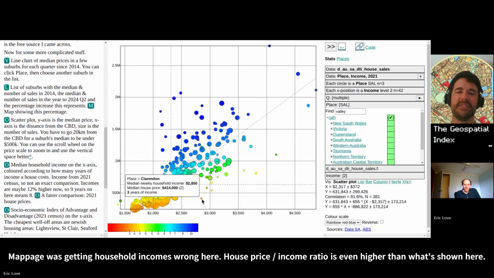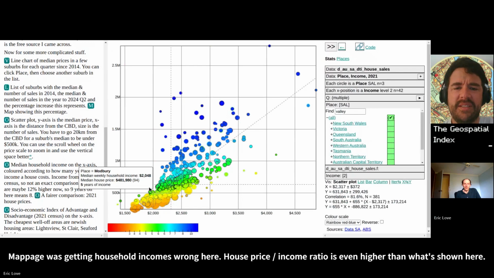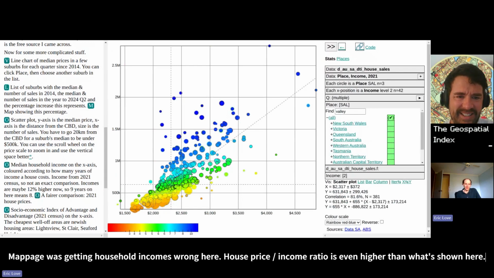Okay, but the point is that these are detached dwellings, is what you're saying? Detached or semi-detached. Okay, gotcha. So the smaller ones, they won't count in here.